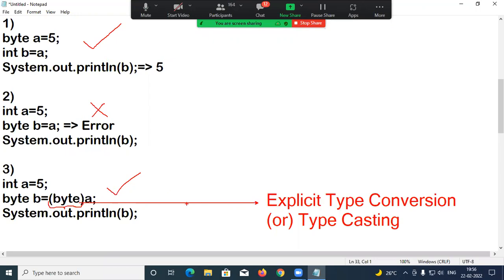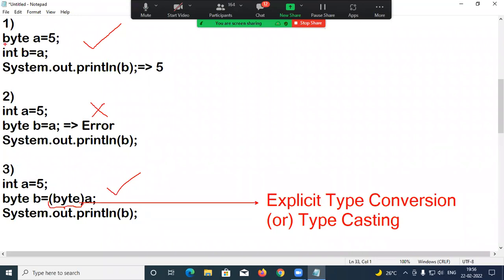So this is called, just in the brackets, one data type you have to write, which type you are converting. Like that, if you write, it is called explicit type conversion. We can also call typecasting. So for 19 conversions, if you write it like the first one, valid. For 23 conversions, if you write like this, error. For 23 conversions, if you write like this, valid. For 14 conversions, like this also error, like this also error. 14 is always error.